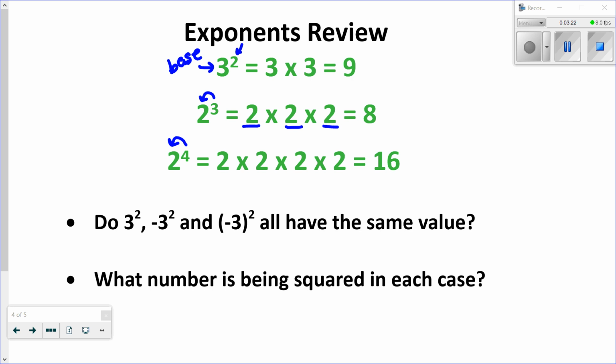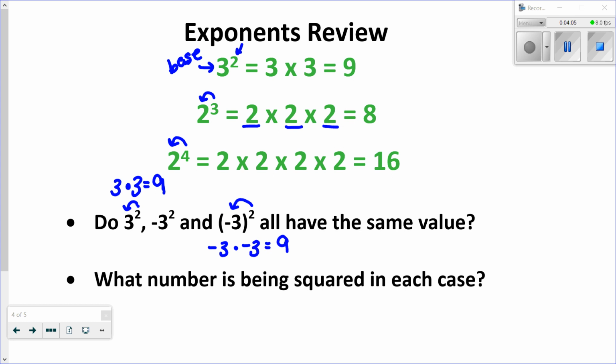Now we're going to look at two questions. Do 3 squared, negative 3 squared, and negative 3 in parentheses squared all have the same value? What number is being squared in each case? Well, if we look at the first one, we're taking the base of 3 and multiplying it by itself 2 times. 3 times 3, which is equal to 9. Now I'm going to jump to the third one for a minute. This exponent is telling us to multiply everything in parentheses by itself 2 times. So it's saying negative 3 times negative 3, which is equal to a positive 9.